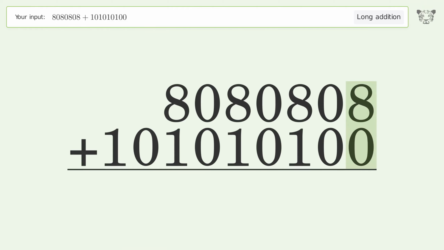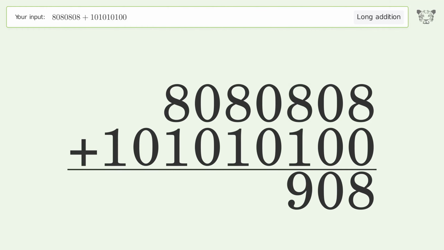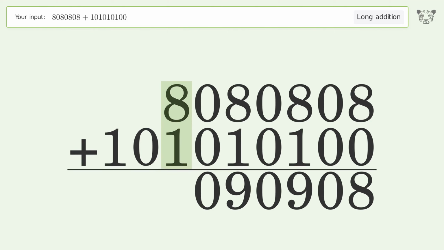8 plus 0 equals 8. 0 plus 0 equals 0. 8 plus 1 equals 9. 0 plus 0 equals 0. 8 plus 1 equals 9. 0 plus 0 equals 0. 8 plus 1 equals 9.